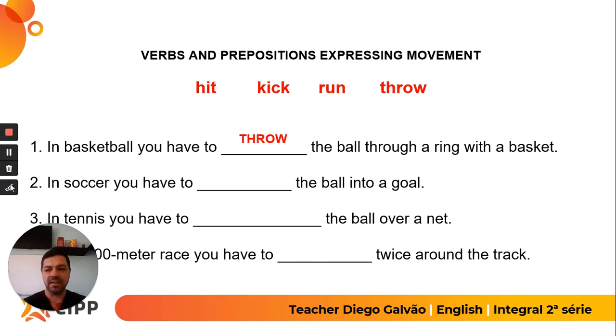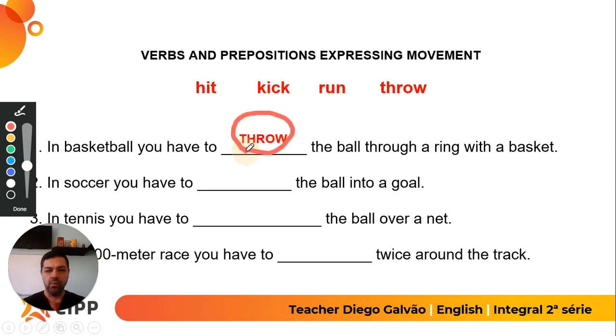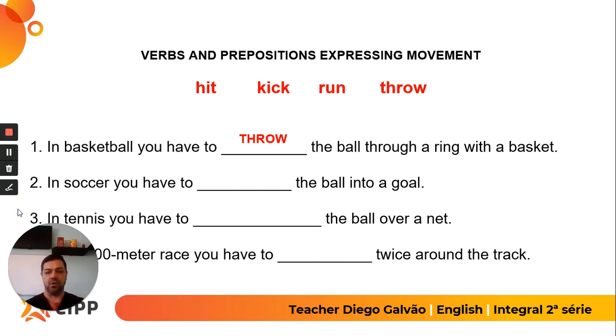And just some observation here, guys. Pay attention. You have the word throw and you have the word through. Be careful with that. They're really similar, but they represent totally different things. The spelling is quite similar, the pronunciation is different, and the meaning is different as well. So don't confuse. Throw the ball through a ring.